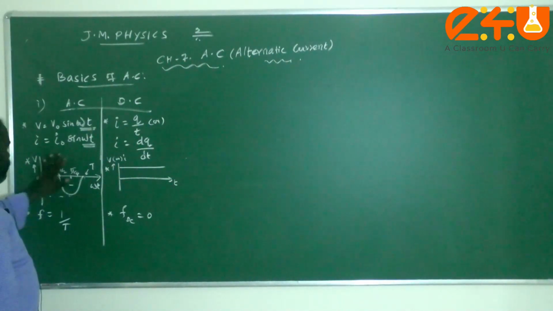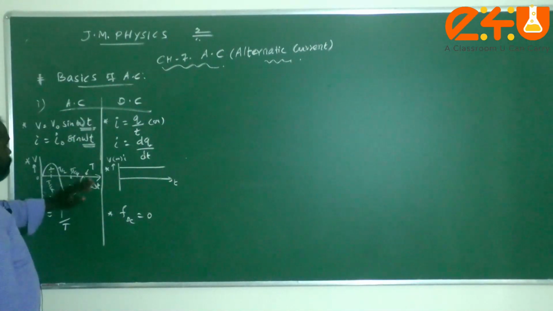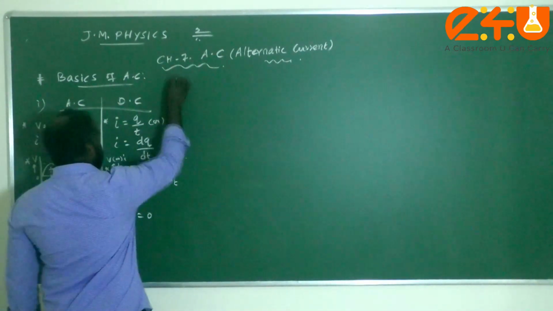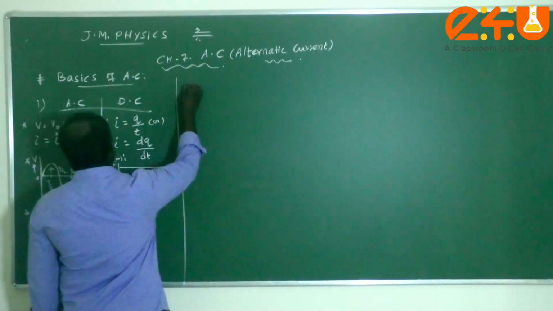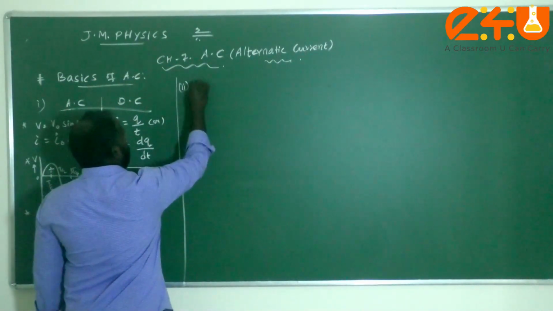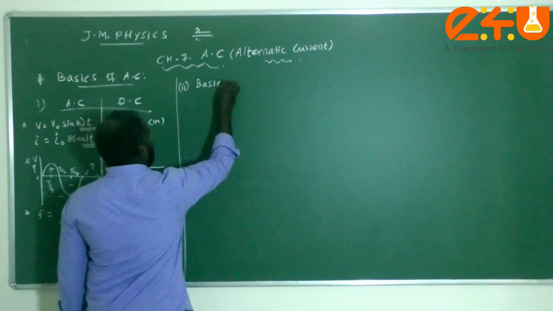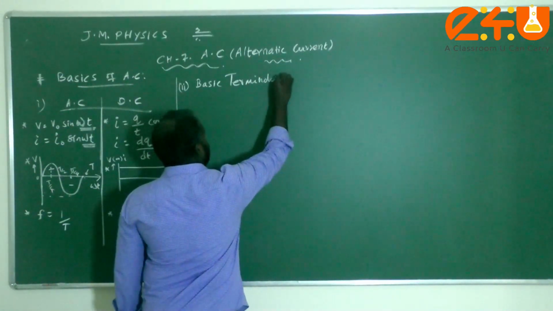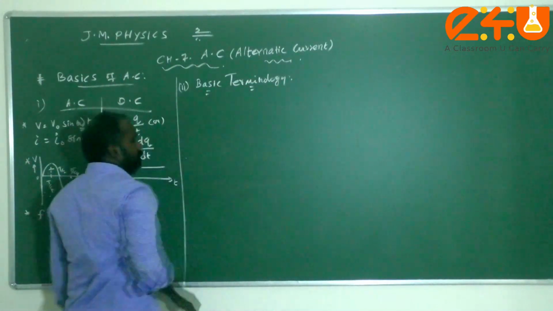So this is the main conceptual difference between alternating current and direct current. And the second one I am going to discuss is basic terminologies, the basic terminology used here.